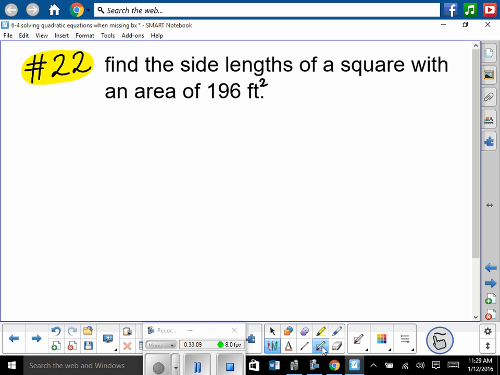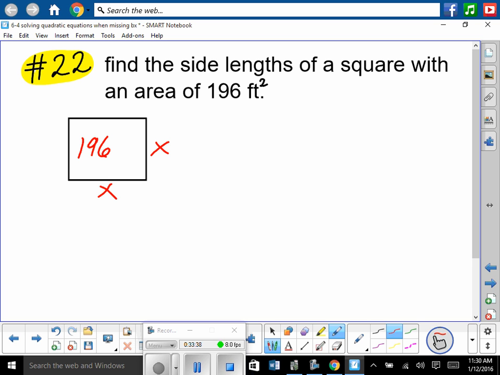So it says, find the side lengths of the square with an area of 196 feet squared. The feet squared is just the measurement. So we're looking at a square here. Do we know the side lengths? We don't know the side lengths, so let's call this x. Aren't the side lengths of a square all the same? Yeah. So isn't this also x? It says the area, so this full amount is 196 feet squared. The feet squared part's just the measurement. I'm not going to write that in for right now.